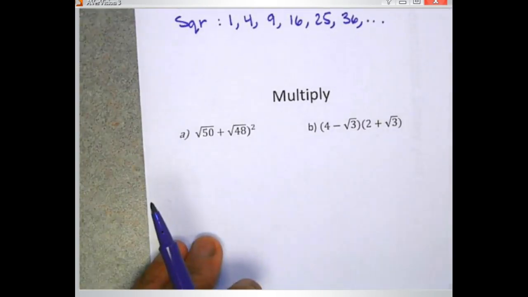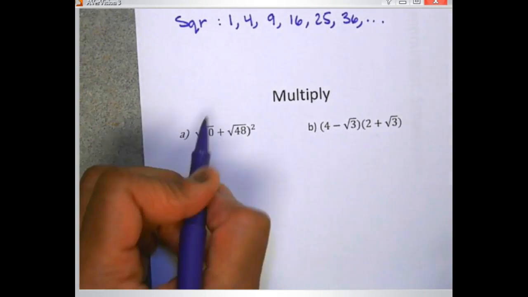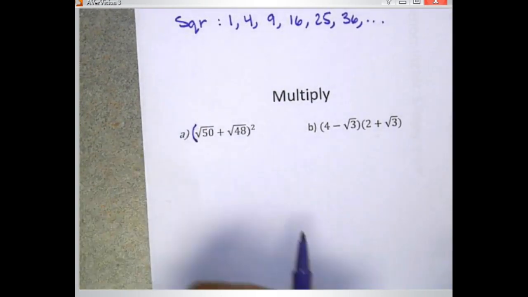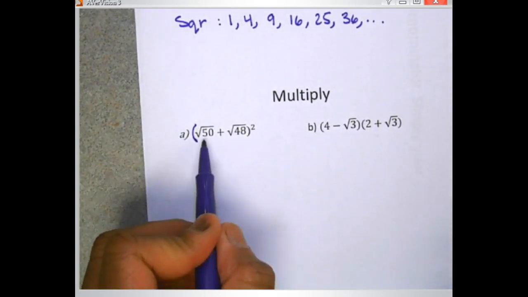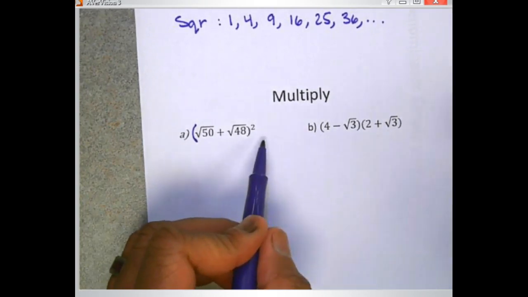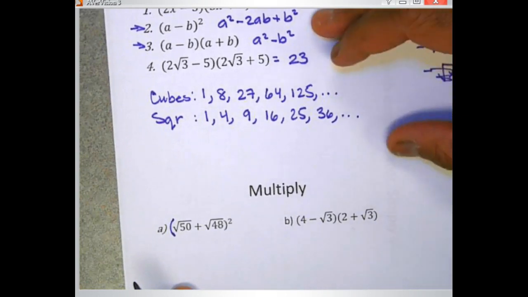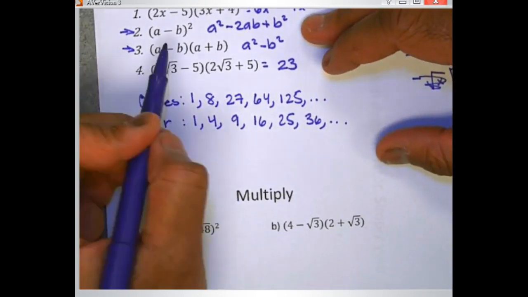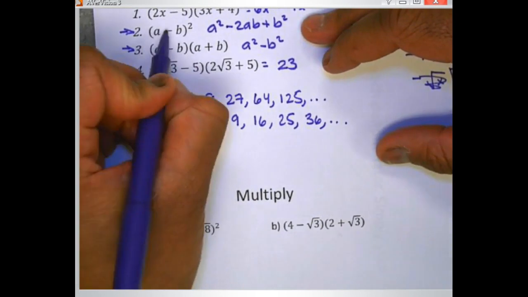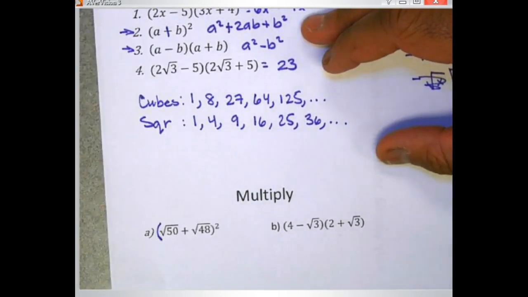Letter A, my directions are to multiply. That's all they tell me. If you're missing this parenthesis, go ahead and put it there. My bad. I want to do this squared. And above, I already have the special pattern for this that I would like to use. It's right here, except instead of minus, it's plus. So if this was plus and this is plus, it's the same exact rule.